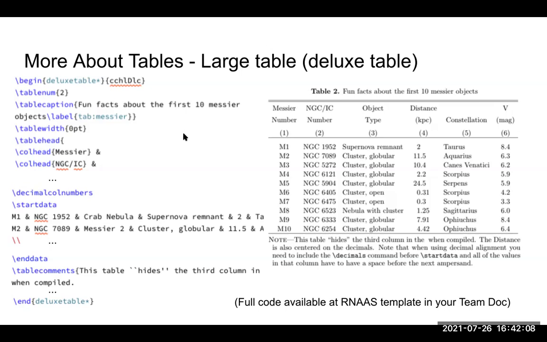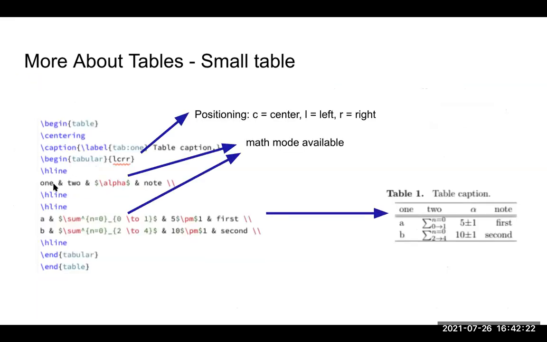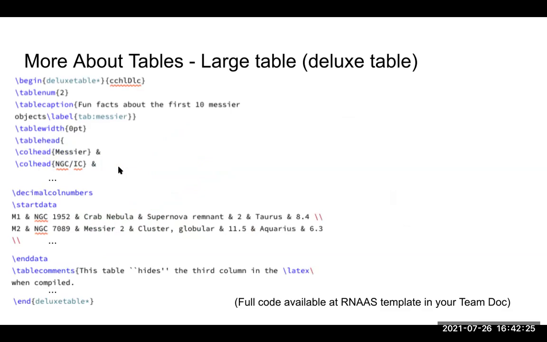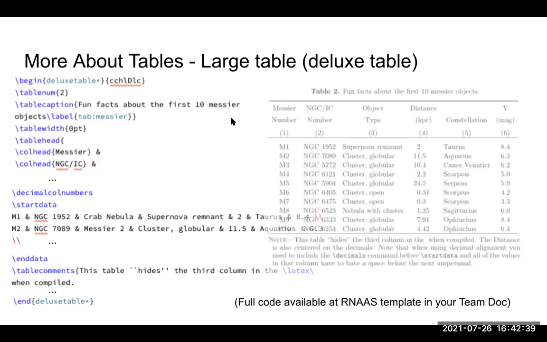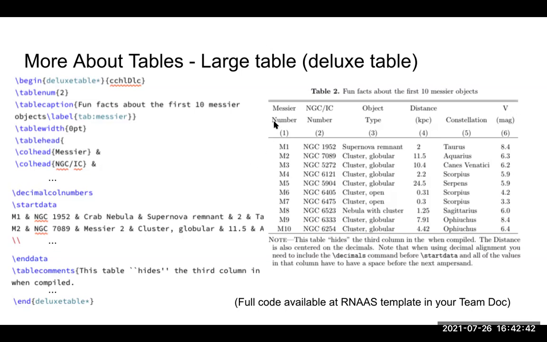Just a little bit more. This is the table width, which controls the width of the table. When you define the columns, as you remember before, you have to add the column names at the beginning. But in this deluxetable, you can just add this colhead, which is column head, say Messier, and the ampersand sign separates things. You can add multiple top rows, again with double backslashes, and keep going with the colhead command, and type the unit, for example.